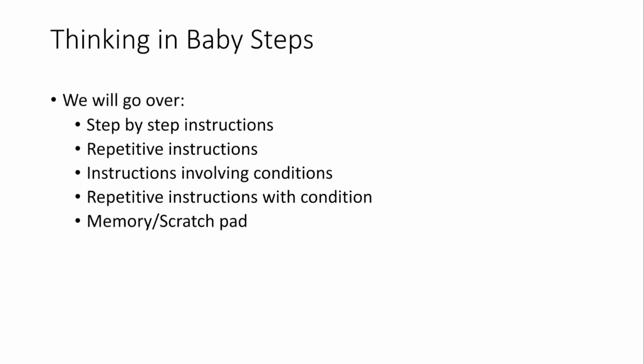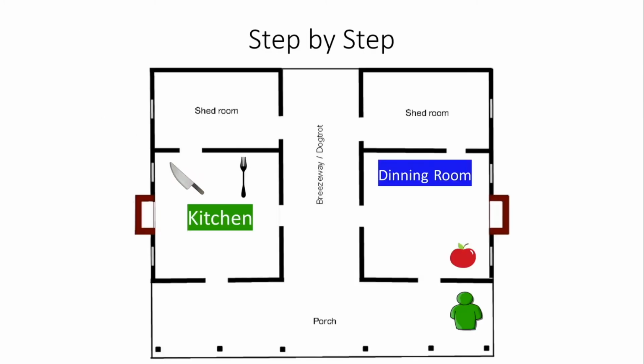To tell a baby to do something, you have to tell them every single baby step. And you have to do the same thing with computers. So, in this section, we will talk about how to spoon feed a computer and what kind of instructions it understands. So now let's start with step-by-step instructions.